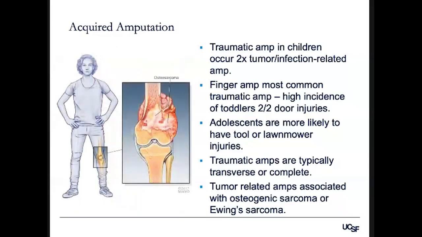And of amputations associated with tumors, those secondary to osteosarcoma or Ewing sarcoma actually occur with the highest incidence in the 12 to 21 age group.